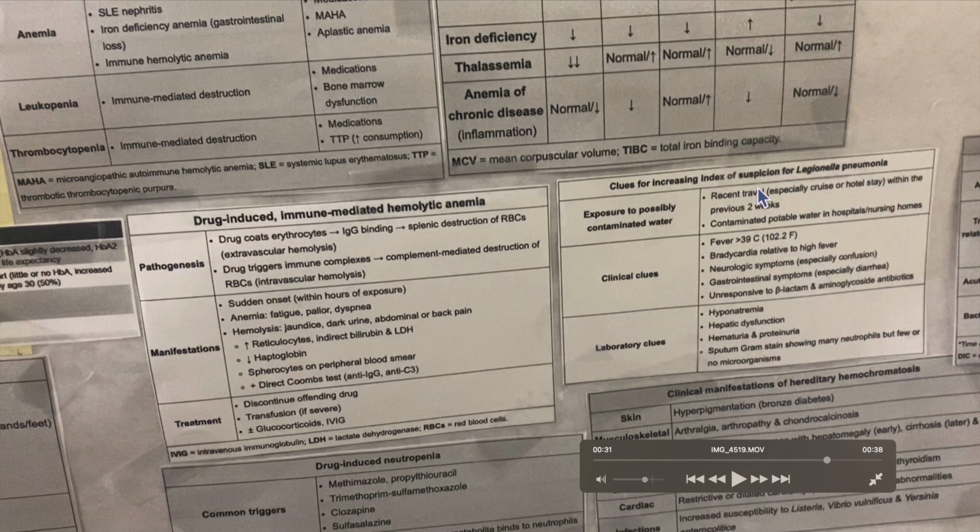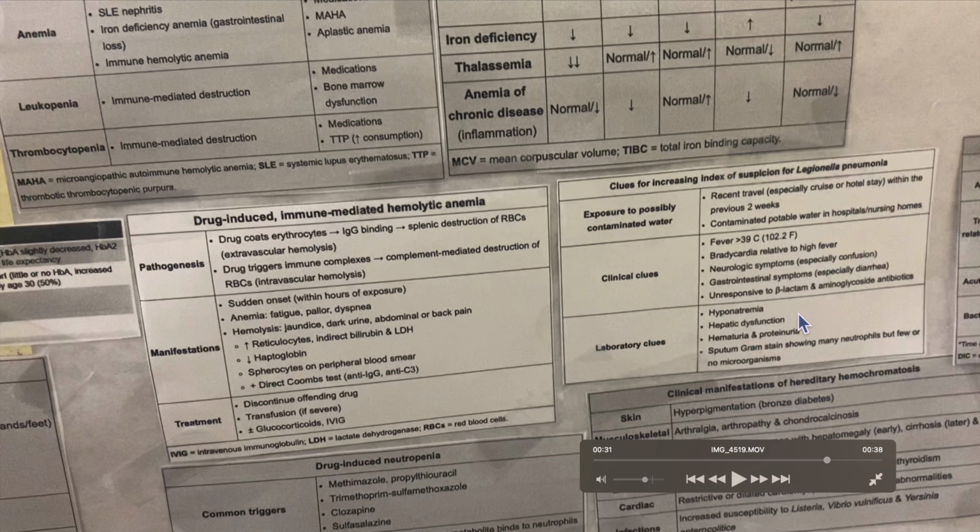Okay, clues for increasing index of suspicion for Legionella pneumonia: exposure to possibly contaminated water. This is recent travel, especially cruise or hotel stay within the previous 2 weeks, and contaminated potable water in hospitals and nursing homes. Clinical clues are fever more than 39 degrees Celsius or 102.2 Fahrenheit, bradycardia relative to high fever, neurologic symptoms, especially confusion, gastrointestinal symptoms, especially diarrhea, and unresponsive to beta-lactam and aminoglycoside antibiotics.